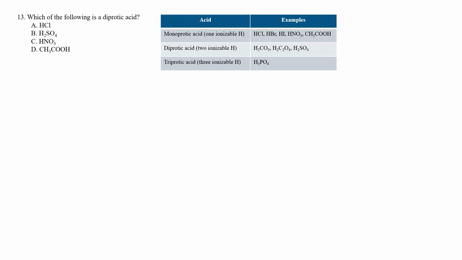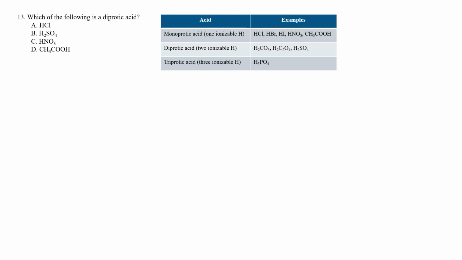For example, acetic acid. In acetic acid, there are four hydrogens you can see. Three hydrogens connected to carbon and one hydrogen next to oxygen. But here, only the hydrogen connected to oxygen is the ionizable or acidic hydrogen. The hydrogens connected to carbon are not acidic. So acetic acid is a monoprotic acid.